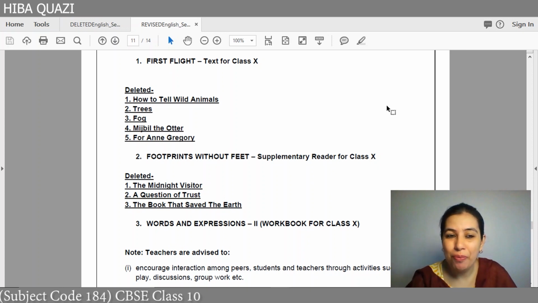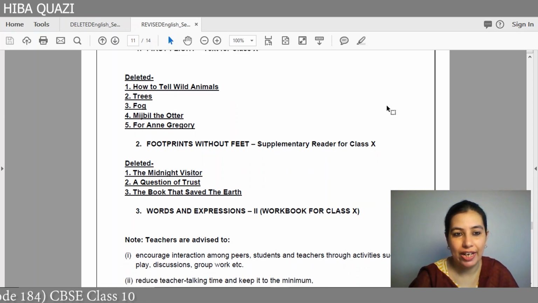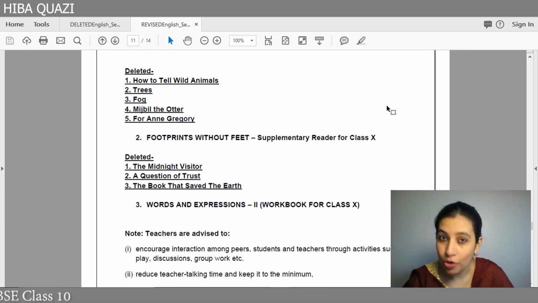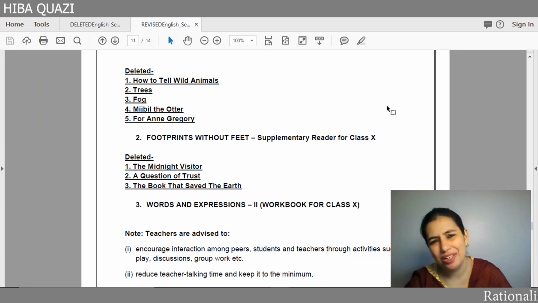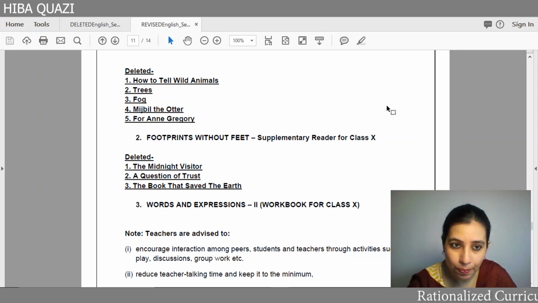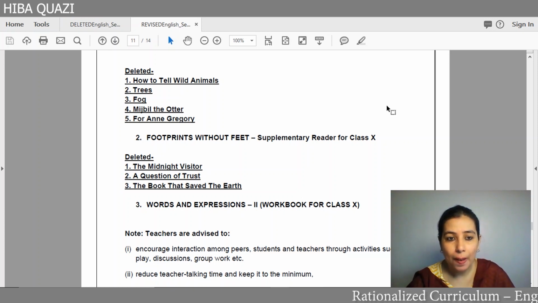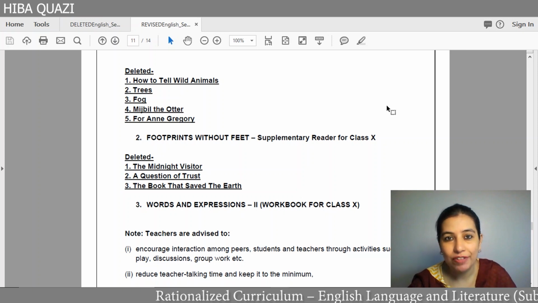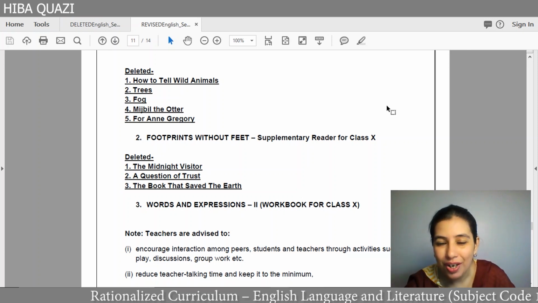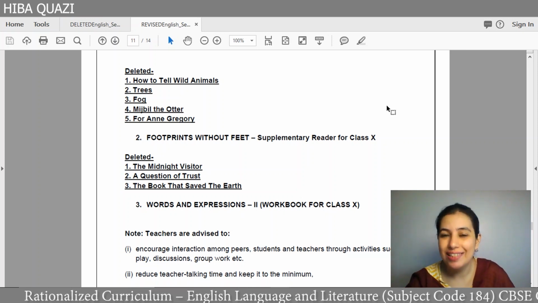Okay, so the deleted portions are from First Flight. Kindly mark it in your textbooks or your PDFs, please. How to Tell Wild Animals. This was a poem. This has been deleted, not for you this session. You can just read it for fun. Trees, again a poem. Fog, Midgeville the Otter, for Anne Gregory. So out of this, Midgeville the Otter was a lovely lesson. You can just go through for extra reading. It was a nice lesson to read.